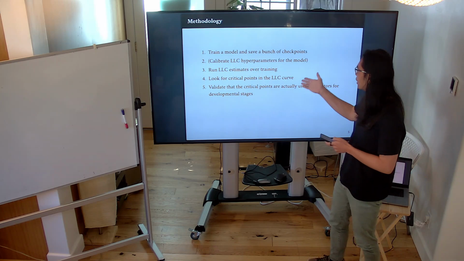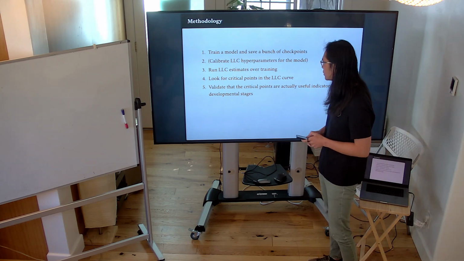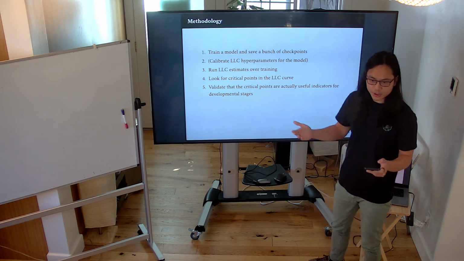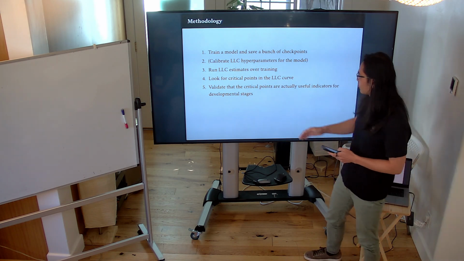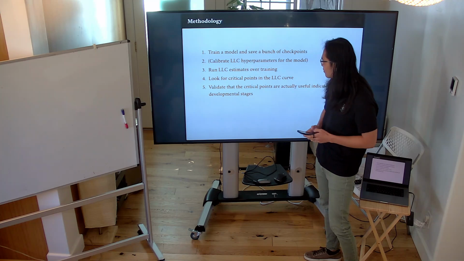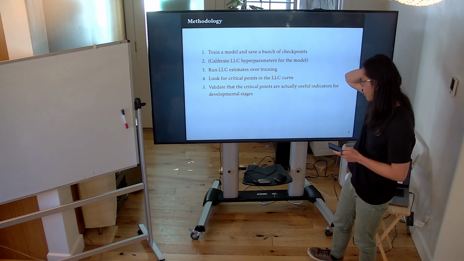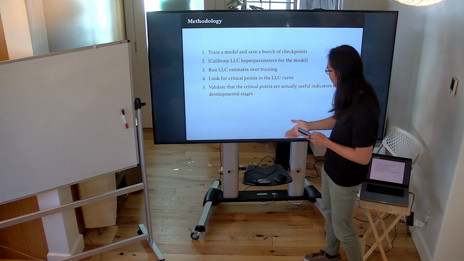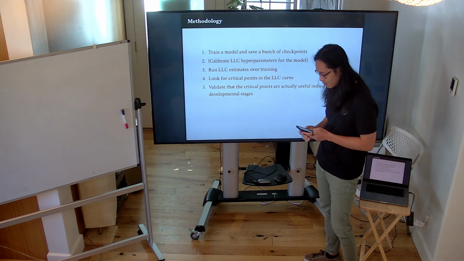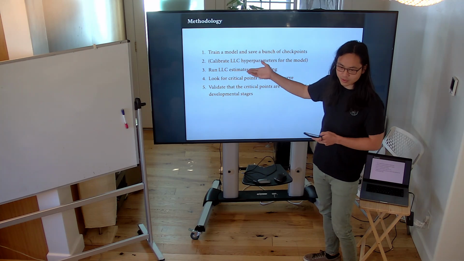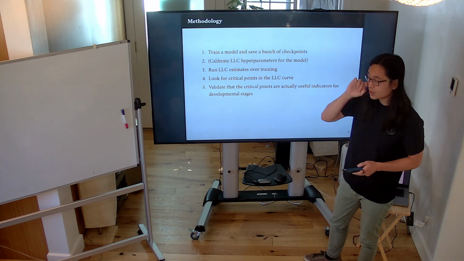Okay, so this leads us to this particular methodology. You train a model, you save a bunch of checkpoints, and you have this training trajectory of the model. You do this step with calibrating hyperparameters. I'm going to carefully sweep that under the rug for this talk, but if you want to learn more about what happens at this step, there's a lot that I can say about this, and I'm going to lead a session on this on Monday afternoon.